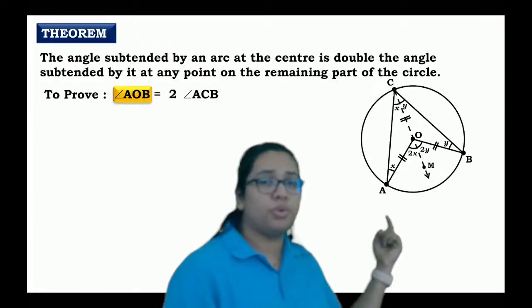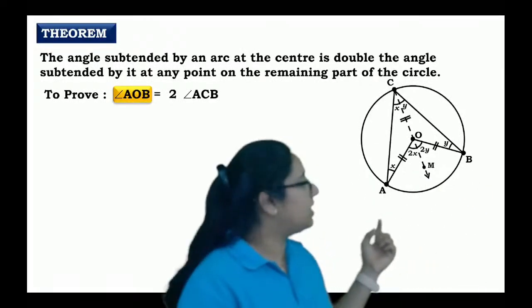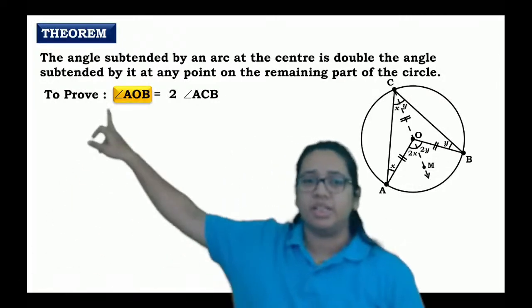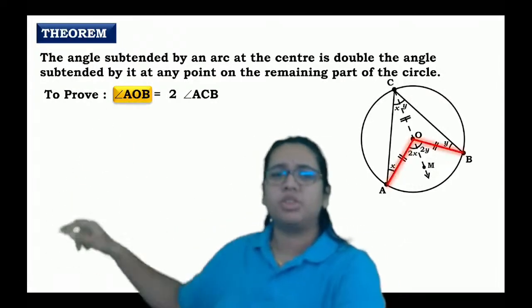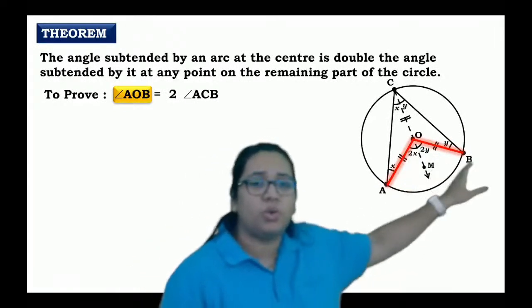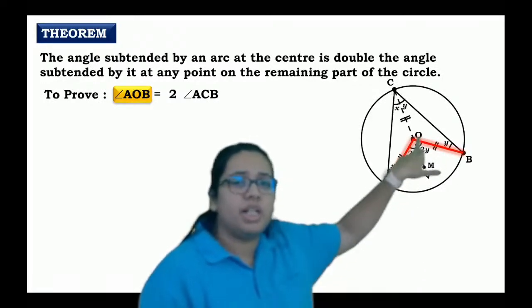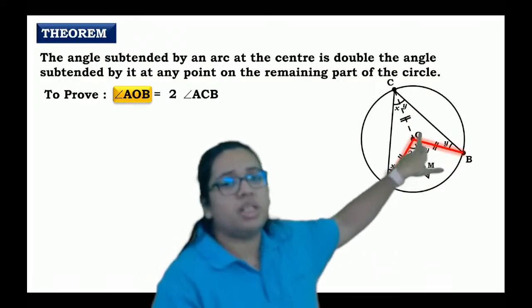So we have to prove that AOB is equal to twice of something, right? So we'll start with the LHS, the measure of angle AOB. But we know that this measure of angle AOB is made up of two angles. The first one is AOM and the second one is MOB.